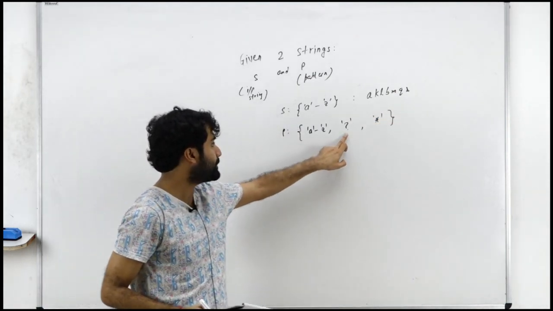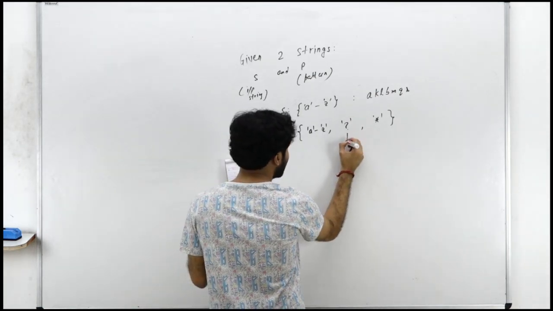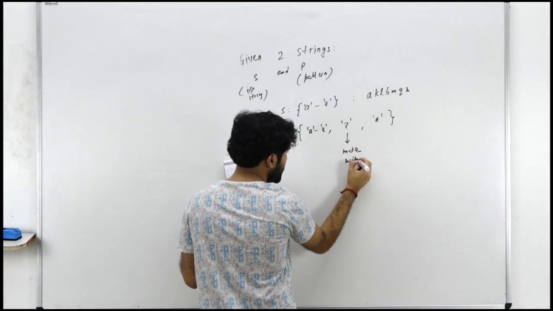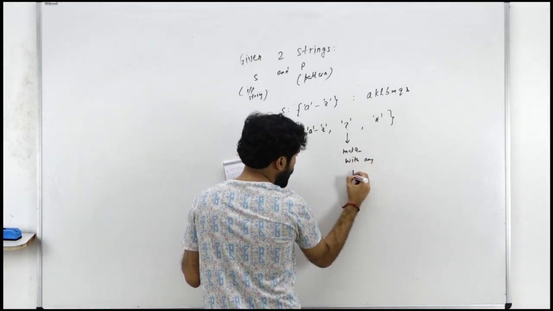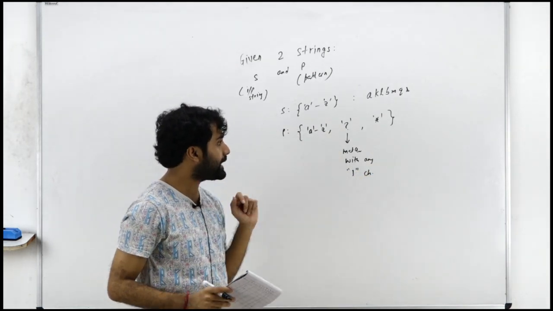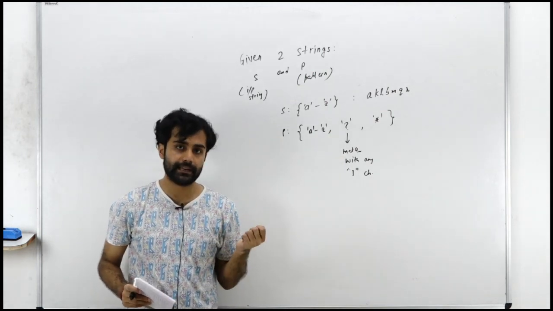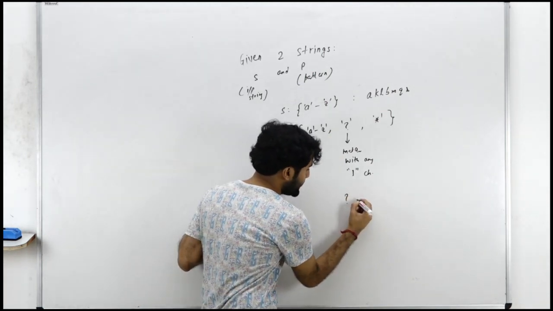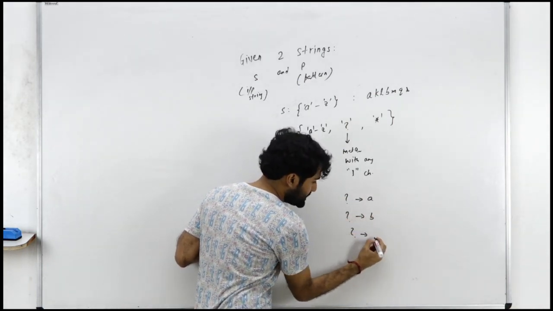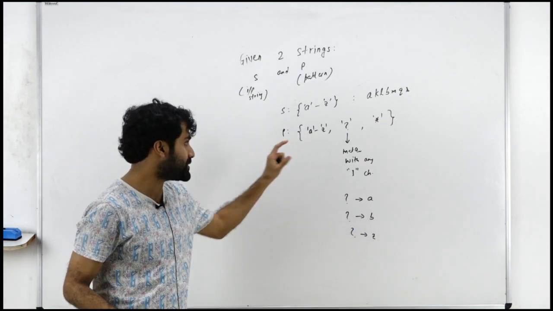Now let us understand what is the meaning of this question mark character. So this question mark character basically means that it can match with any one character. So basically this question mark is eligible to match against any one character. So this question mark can match against A, it can match against B, it can match against Z, anything, right? So that is the significance of question mark character.